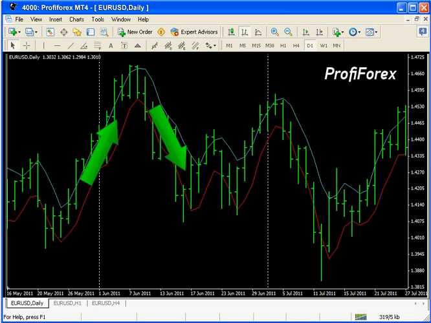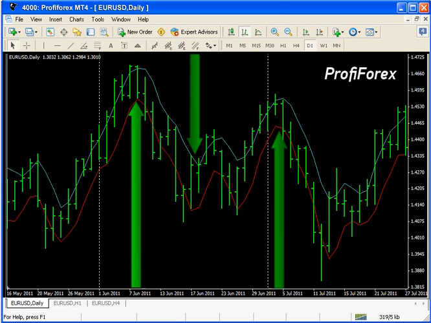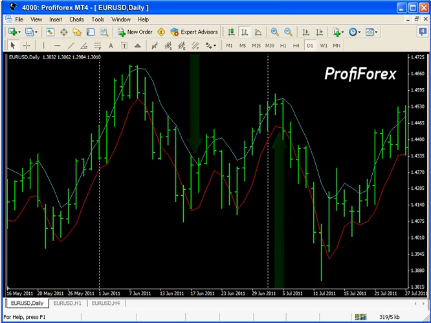Please note that we open positions only in the direction of the trend. We tick the points of the chart where the trend changes its direction. These are the moments when we switch from sell deals to buy deals and vice versa.